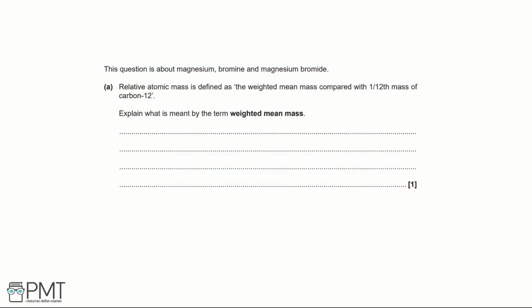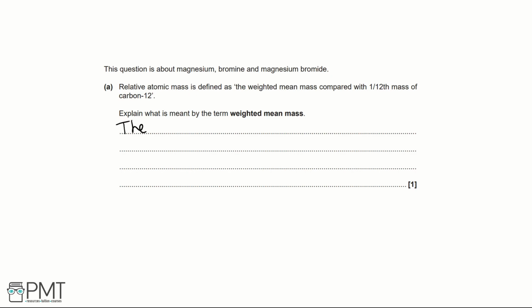This question is about magnesium, bromine and magnesium bromide. Part A. Relative atomic mass is defined by the weighted mean mass compared with 1/12 mass of carbon-12. Explain what is meant by the term weighted mean mass.